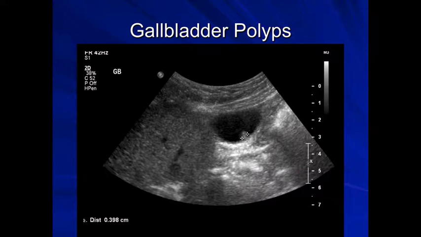Here's an example of a gallbladder polyp. This is a simple polyp. It was 4 millimeters. It was non-mobile.